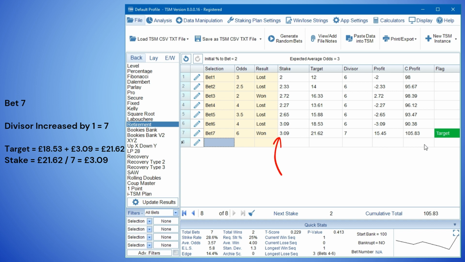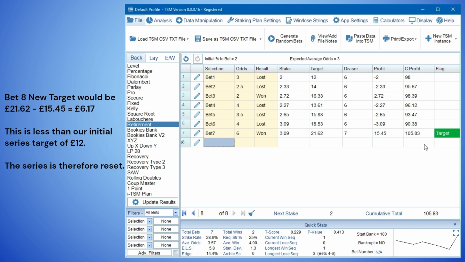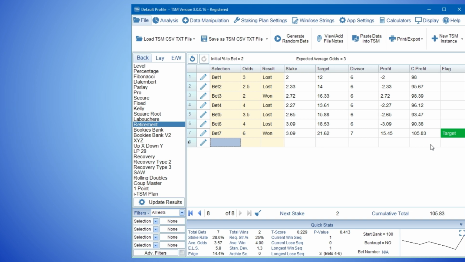This bet finally wins at odds of 6. This gives us a profit of 15.45. New target would be 21.62 minus 15.45, which is equal to 6.17. However, as this target is less than the initial series target of 12, the series starts again. Remember the rule, the bet sequence is reset when a winning bet is made that causes the target to be less than the original target.